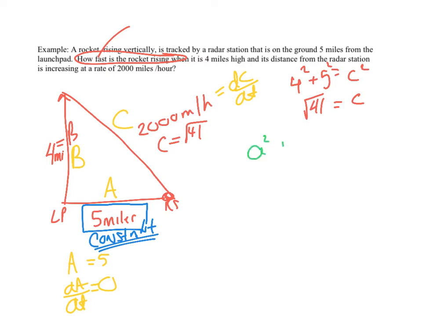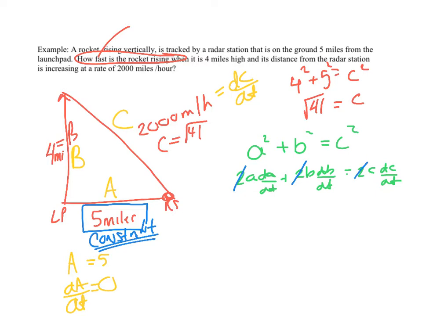So I'm going to say a squared plus b squared equals c squared, 2a dA/dt plus 2b dB/dt equals 2c dC/dt. Now, since they all have a 2, it is fair to cross them all off. You're basically dividing everybody by 2. I know my a is 5, and it's a constant, so its derivative is 0. My b was 4. I'm looking for dB/dt, how fast this rocket's rising. And then I know this side was, the rate was 2,000 times the square root of 41.